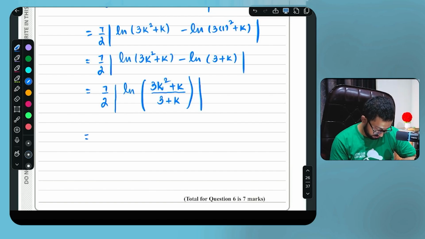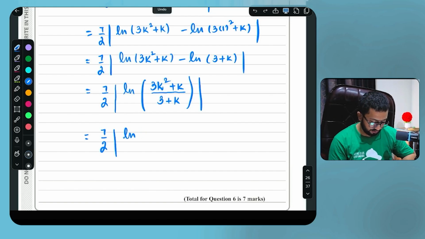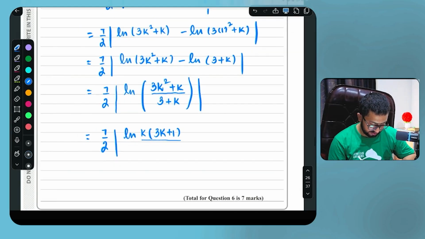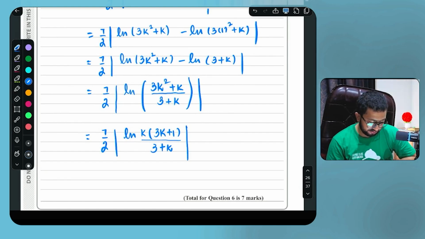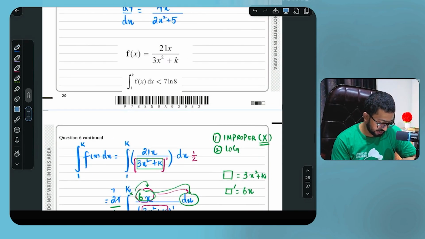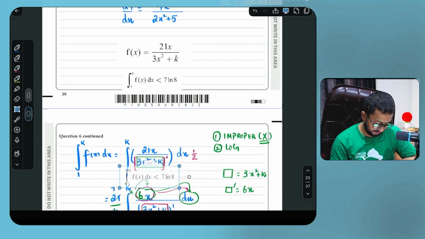Can you take k common from numerator? Yes, we can. When you take k common, that will be 3k plus 1, and that will be 3 plus k. It can't be simplified further actually. So anyway, that is the answer of the left side.